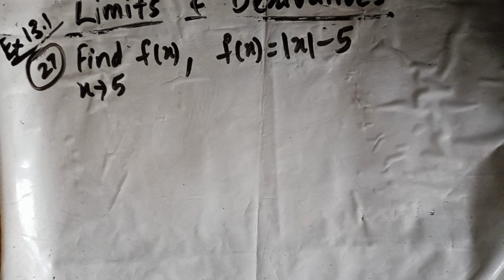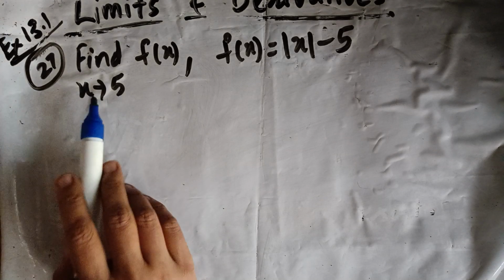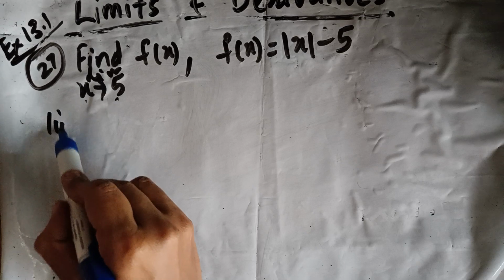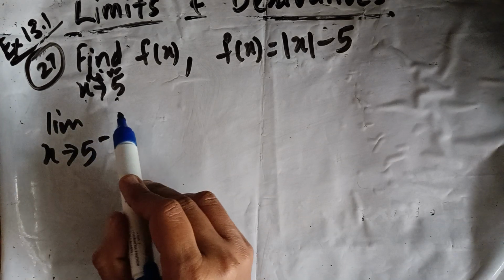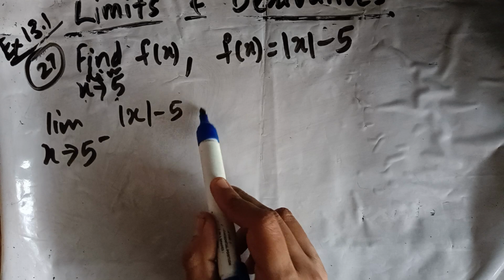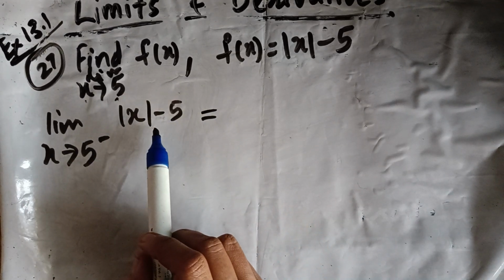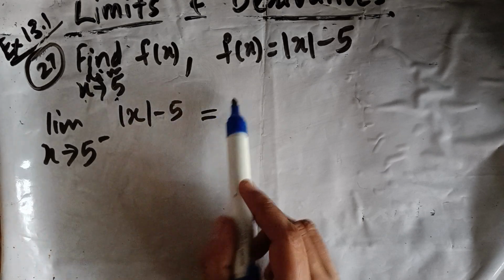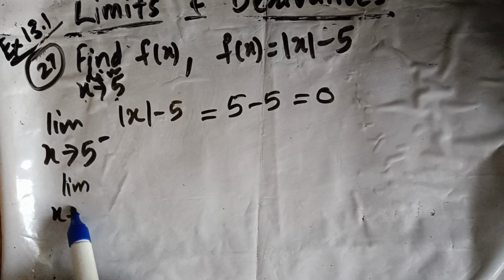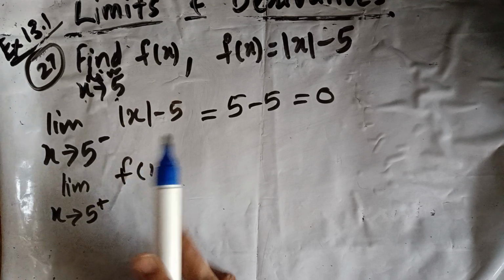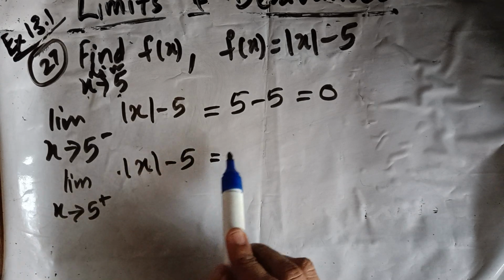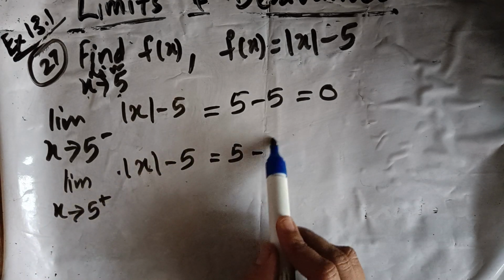Next question. Here also mod of x is given, but x is tending to 5. Okay, this is limit. So left-hand limit x tends to 5 minus. Okay, so here you have to take value. Same value will be 5 minus 5. Correct? 0. Limit as x tends to 5 plus, x minus 5. Again the positive value.